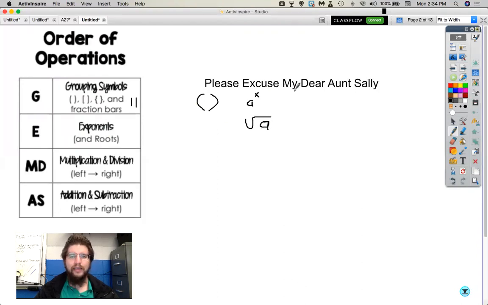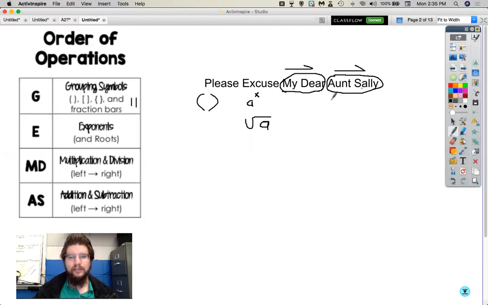And then we have my dear. These go together. My and dear go together, and Aunt Sally go together. We have to do them in order from left to right. So we do multiplication, division, left to right. Because in reality, there's no such thing as division. We're just multiplying by a reciprocal. So dividing by 2 is the same as multiplying by 1/2. So multiplication and division are the same thing. We do it left to right.